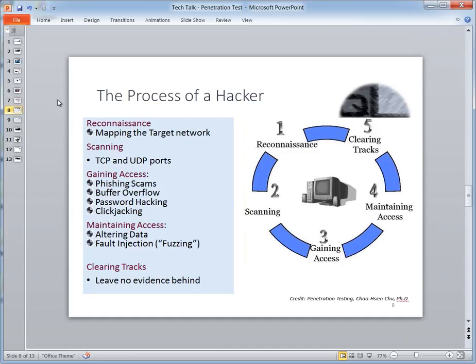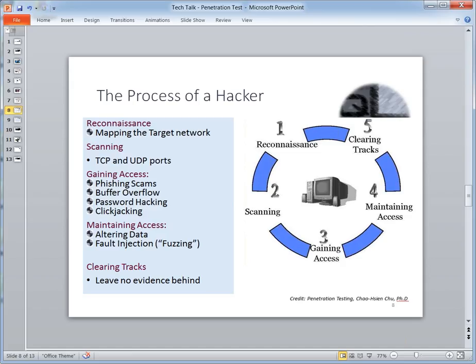So, not to scare all of you, let's talk about what goes on in the mind of a hacker. This is a very simple way to see how a hacker approaches the situation from beginning to end. I'm obviously simplifying this whole process, but if you ever wonder how it all works, it all starts with these five steps.